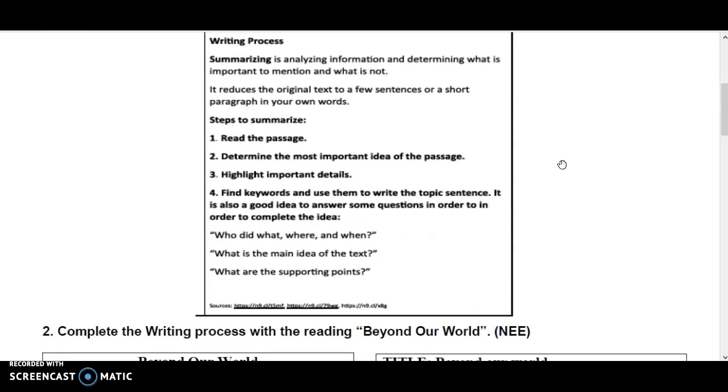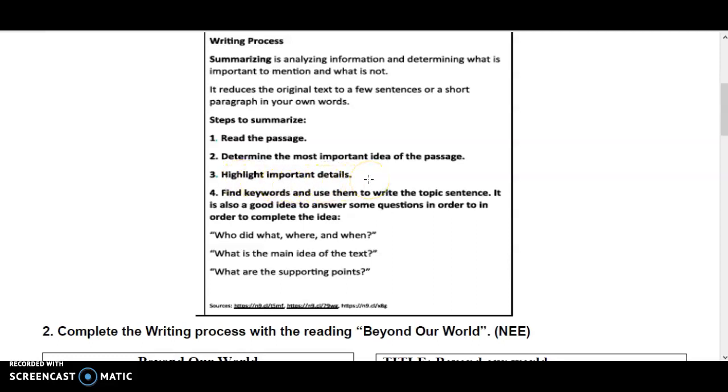So what are the steps in order to summarize? Number 1, read the passage. So you have once again to read the passage. Number 2, determine the most important idea of the passage. So you have to read carefully, like scanning, and underline or identify the most important ideas of the paragraph.